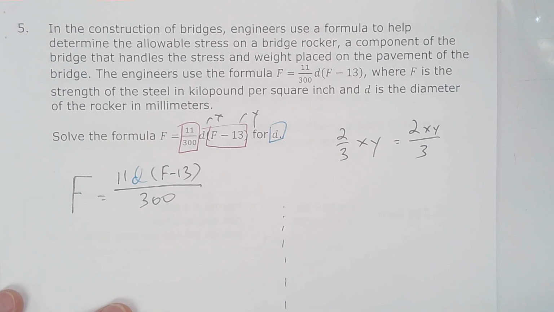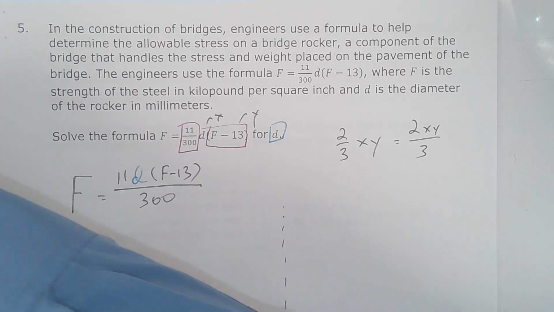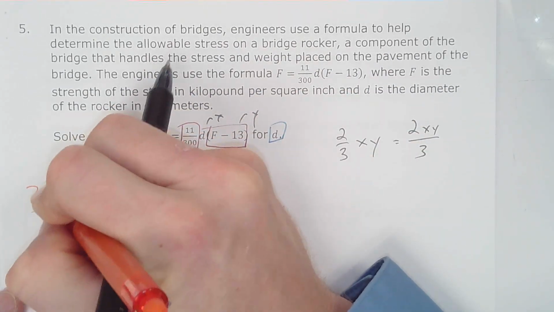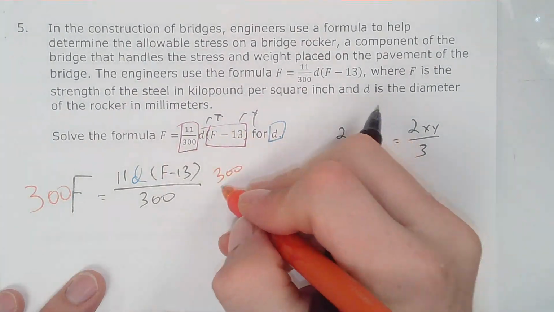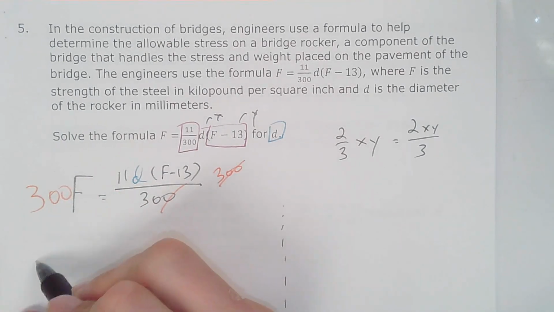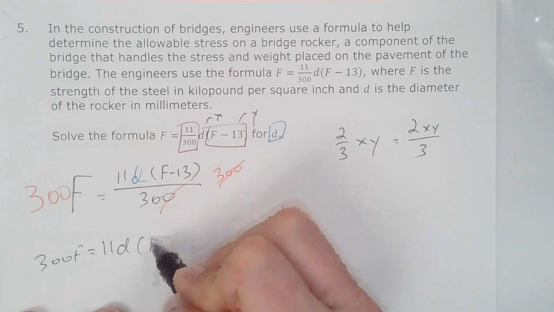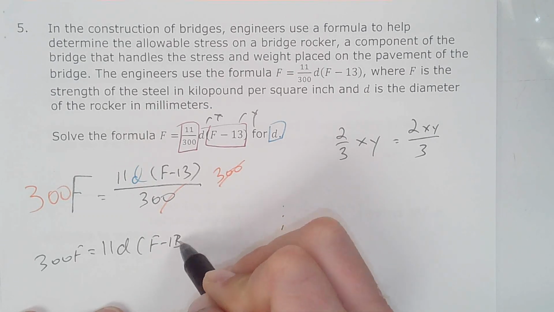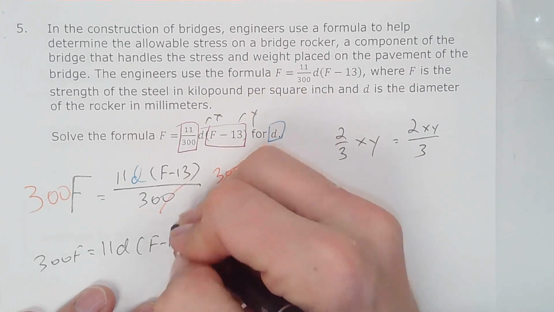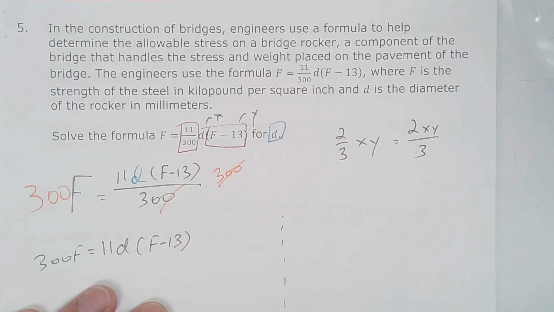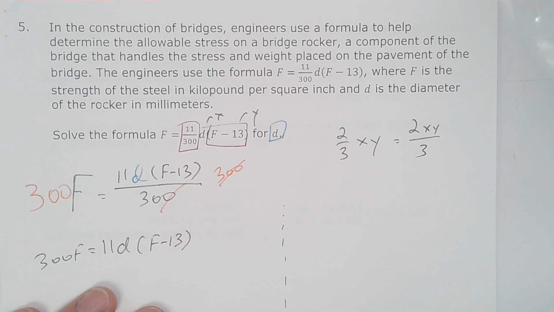All right, so way one is I'm gonna multiply both sides by 300. Okay, multiply this by 300 and multiply this by 300. These 300s cancel out, so I'm left with 300F equals 11D times the quantity of F minus 13. Many people wanted to distribute this D into that F minus 13. All that does is give you two D's, right? And it makes it harder.